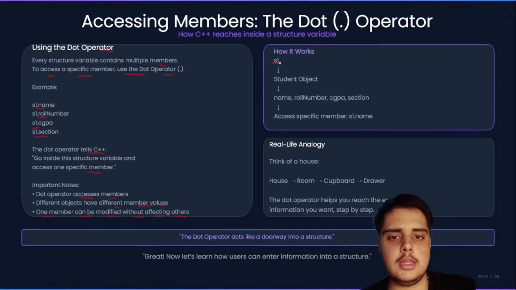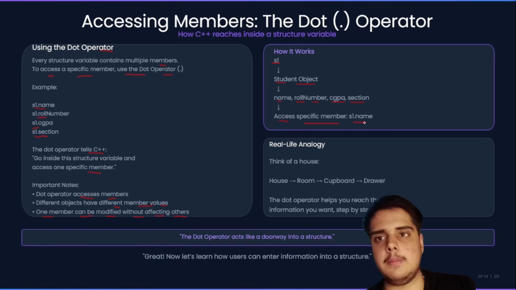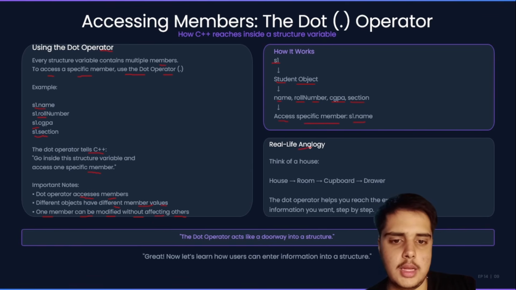How this generally works: s1 goes to the student object, which has name, roll number, CGPA, section, and accesses a specific member like s1.name. A real life analogy: think of a house. A house has rooms, a room has a cupboard, a cupboard has a drawer. The dot operator helps you reach the exact information you want, step by step. So the dot operator acts like a doorway into a structure.